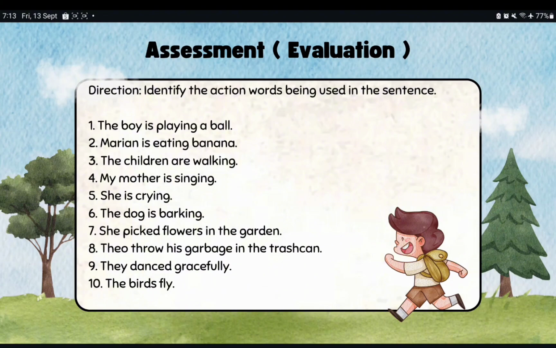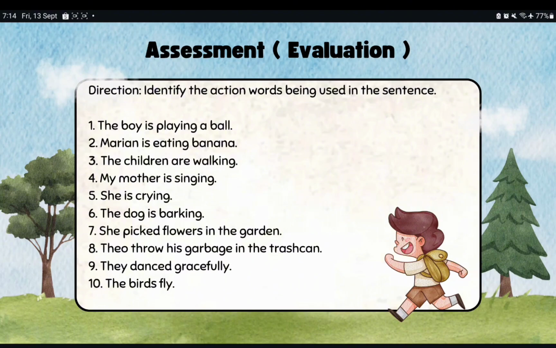So the direction is identify the action words being used in the sentence. Number 1 is the boy is playing a ball. Marian is eating banana. The children are walking. My mother is singing. She is crying. The dog is barking. She picked flowers in the garden. Theo threw his garbage in the trash can. They dance gracefully. The birds fly.